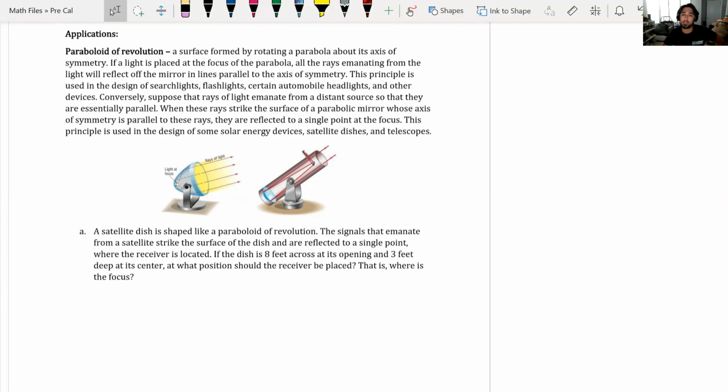Conversely, suppose that the rays of light emanate from a distant source so that they are essentially parallel. When these rays strike the surface of the parabolic mirror, whose axis of symmetry is parallel to these rays, they are reflected to a single point at the focus. I think that's just what I said, but simpler, right? This principle is used in the design of some solar energy devices, satellite dishes, and telescopes.